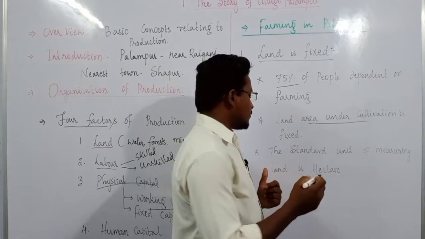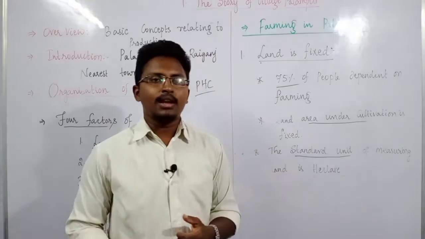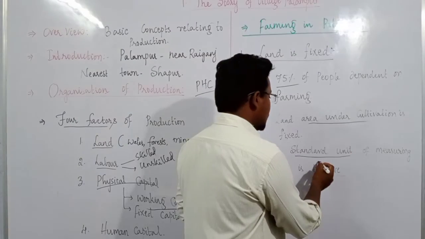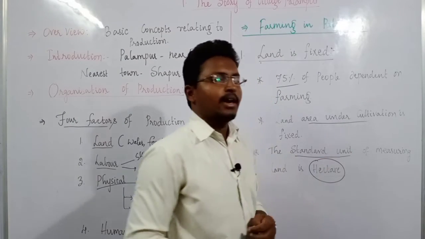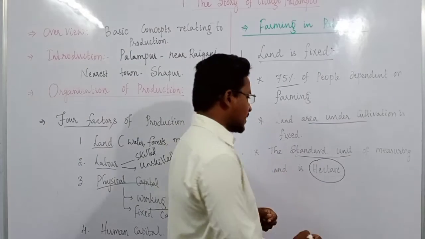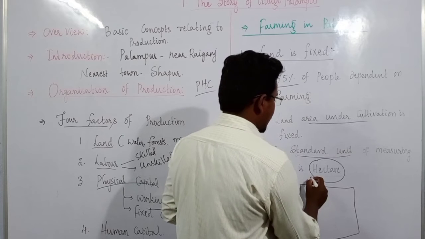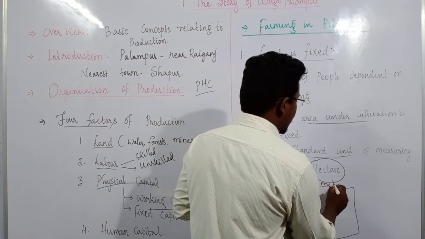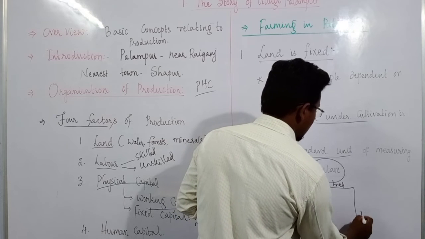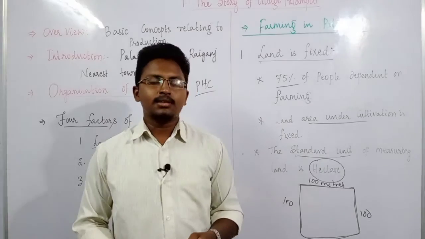Then the next thing we are supposed to learn about is the standard unit of measuring land. How do we measure the land? We measure the land in hectares: 1 hectare, 2 hectares, 3 hectares. Then what is a hectare? A hectare is a square piece of land where each side is 100 meters. Here 100 meters, here 100 meters. So this particular square land we call a hectare.